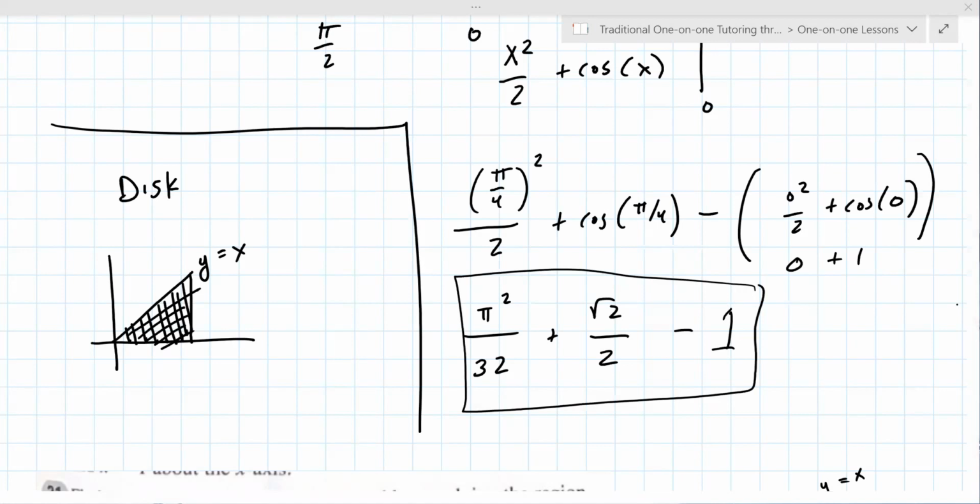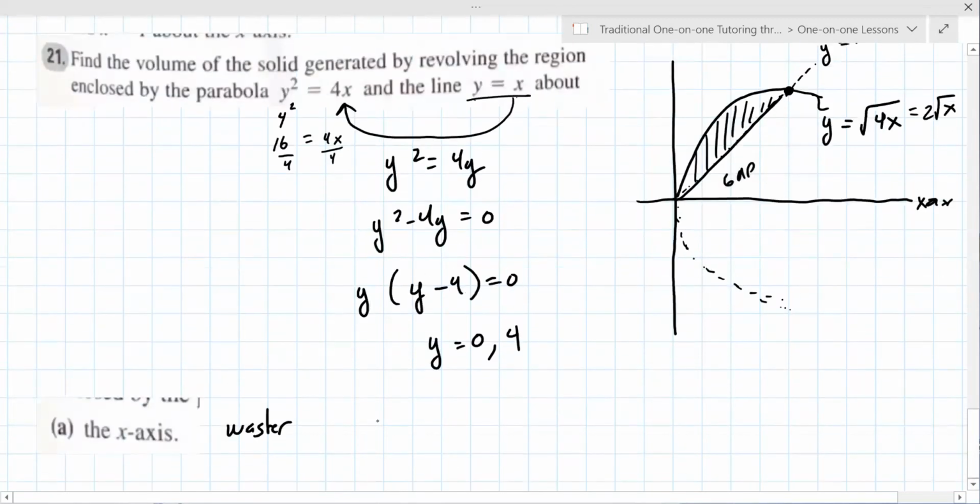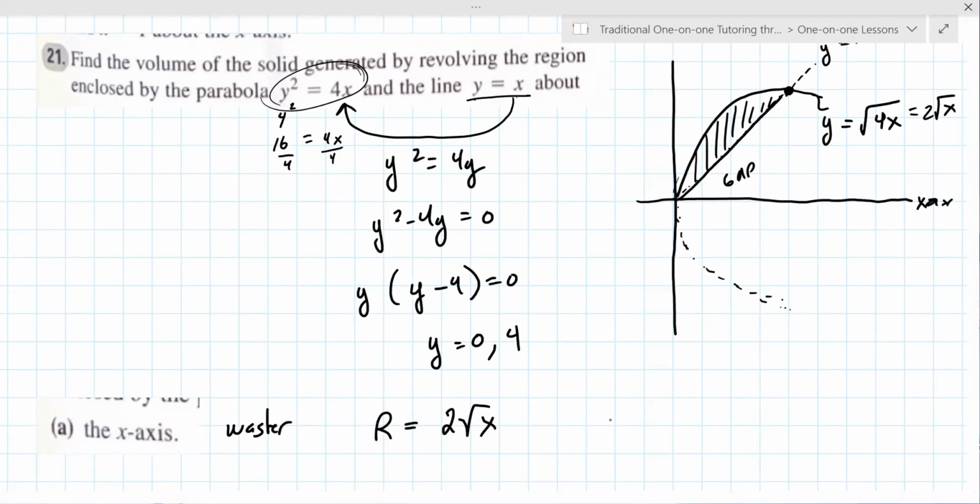Okay, so this is a washer problem that we're dealing with here, which means you have to find both r's, the big R and the little r. So the big R is the y squared equals 4x. But you have to solve for y. So it's the 2 square root of x. So you always have to solve for y when you're doing it over the x-axis, yes. And if you're doing it over the y, you have to solve for x. Yes.